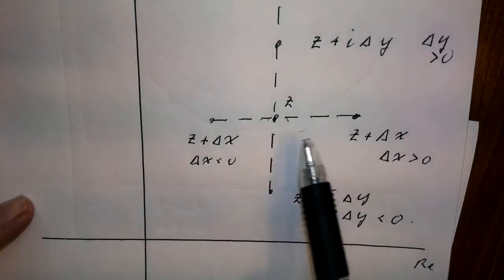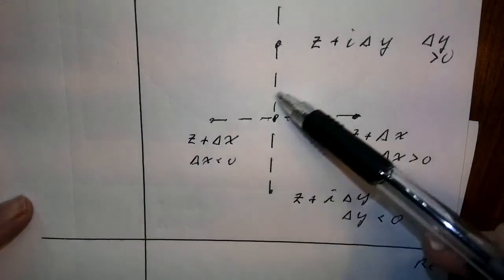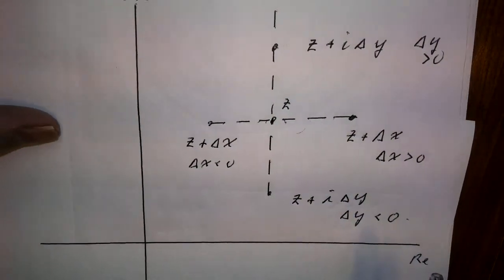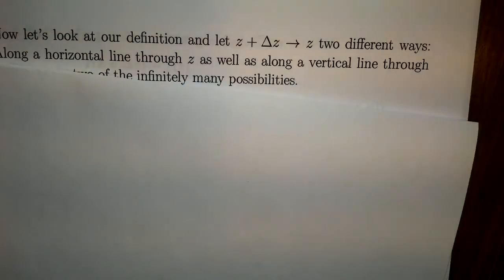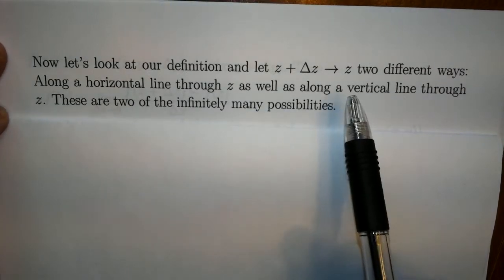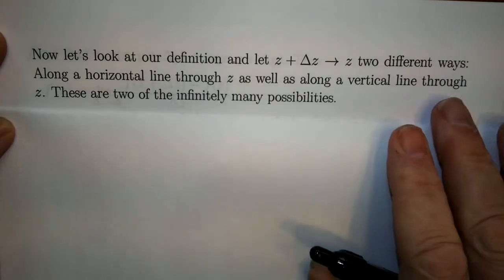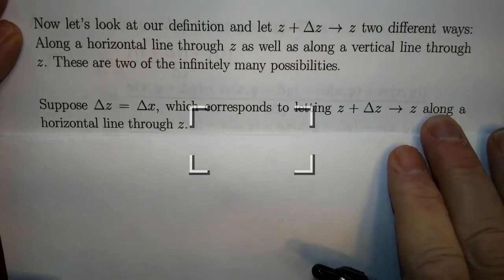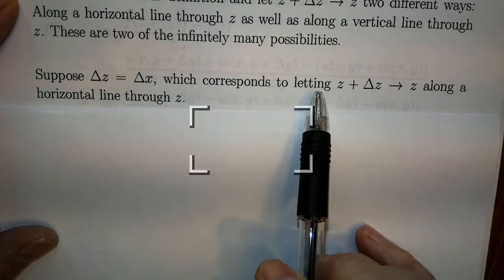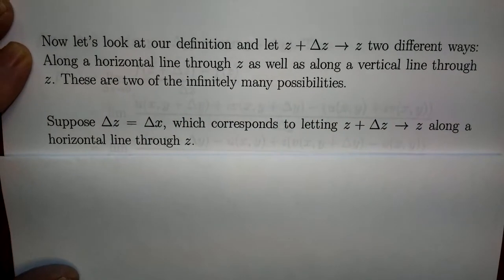And the idea is that if we let delta z approach 0 from any one of these four directions, in fact many other directions as well, we need to get the same limit in order for f prime of z to exist. So we'll let z plus delta z approach z in two different ways, along a horizontal line through z as well as along a vertical line through z. Okay, so let's suppose first that delta z is delta x. That corresponds to z plus delta z going to z along a horizontal line through z.